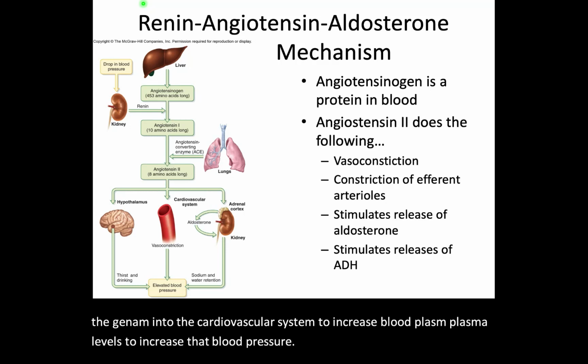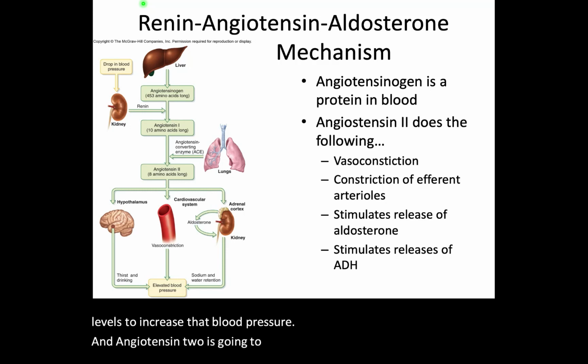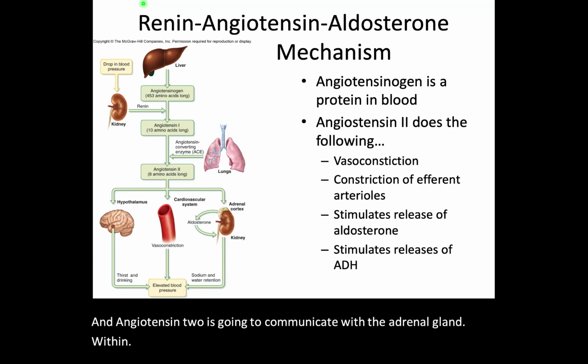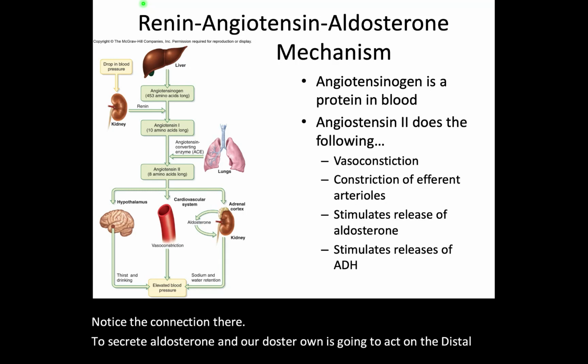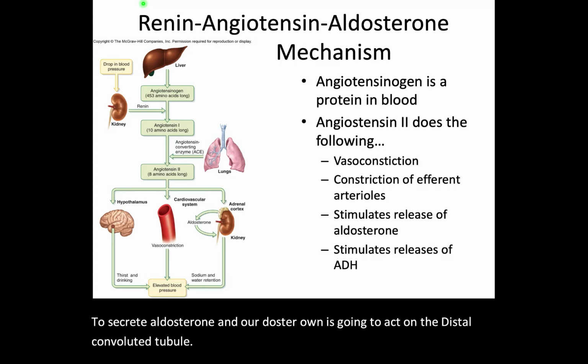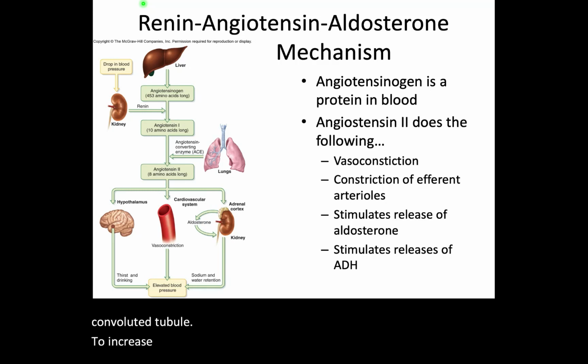And angiotensin 2 is going to communicate with the adrenal gland within the zona glomerulosa, the zona glomerulosus, notice the connection there, to secrete aldosterone, and aldosterone is going to act on the distal convoluted tubule to increase water reabsorption from the filtrate. We actually increase salt reabsorption.